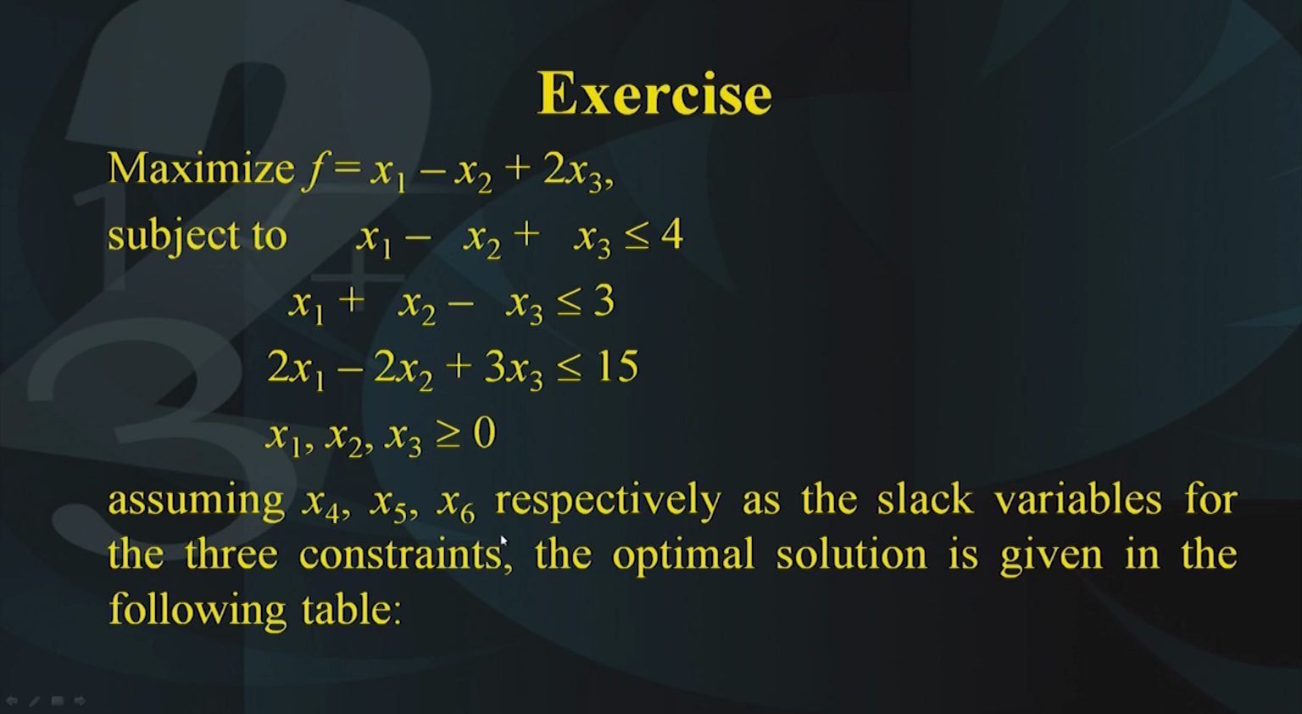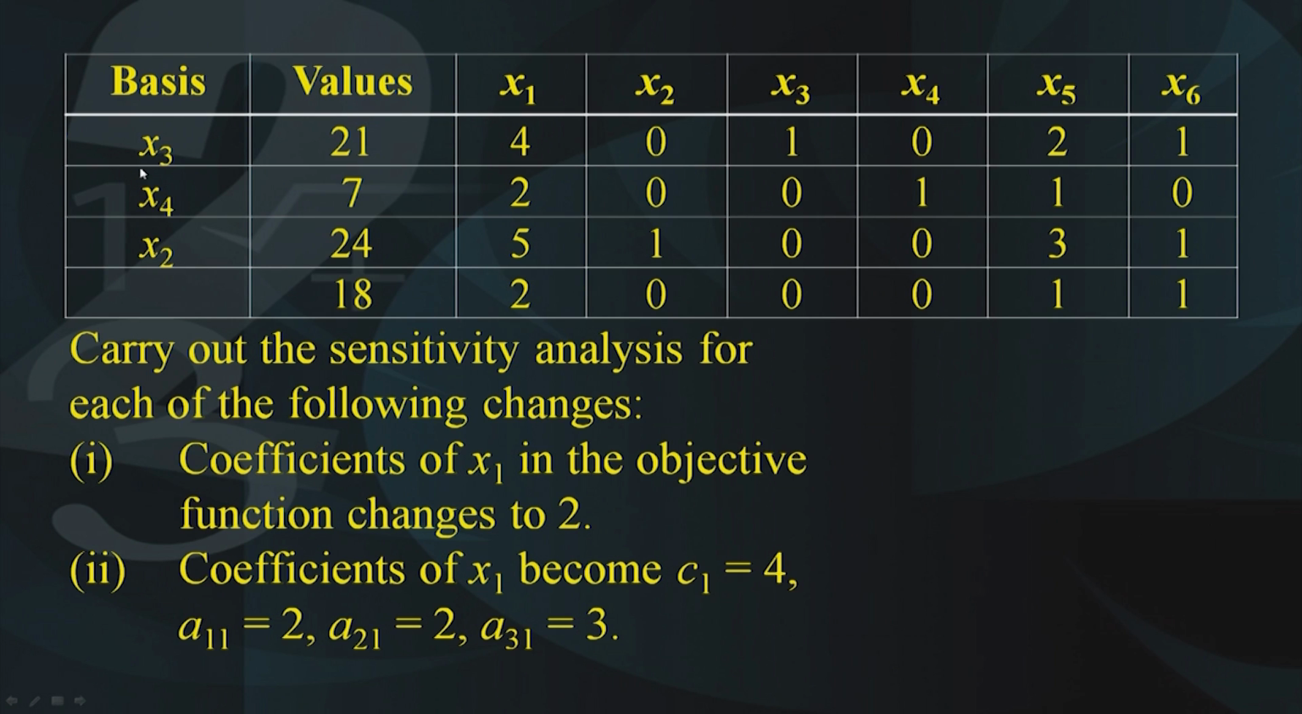Assuming x4, x5, x6 respectively as the slack variables for the 3 constraints, the optimum solution is given in the following table. Now, how that has been obtained is another story. You know how to solve it using the simplex method. So, it is given that this is the solution. The basis is x3, x4, x2, right hand side is 21, 7, 24; x1 is 4, 2, 5; x2 is 0, 0, 1; x3 is 1, 0, 0; x4 is 0, 1, 0; x5 is 2, 1, 3; x6 is 1, 0, 1; and the cost is 18, and these are the deviation entries.